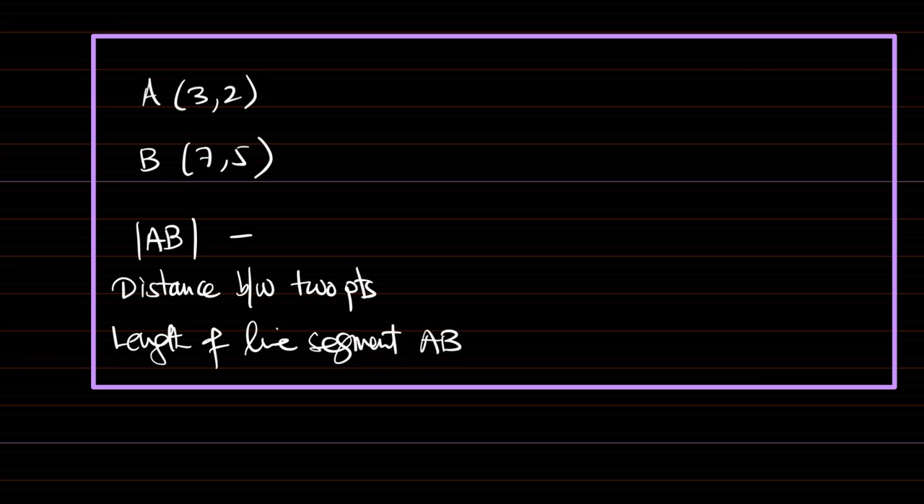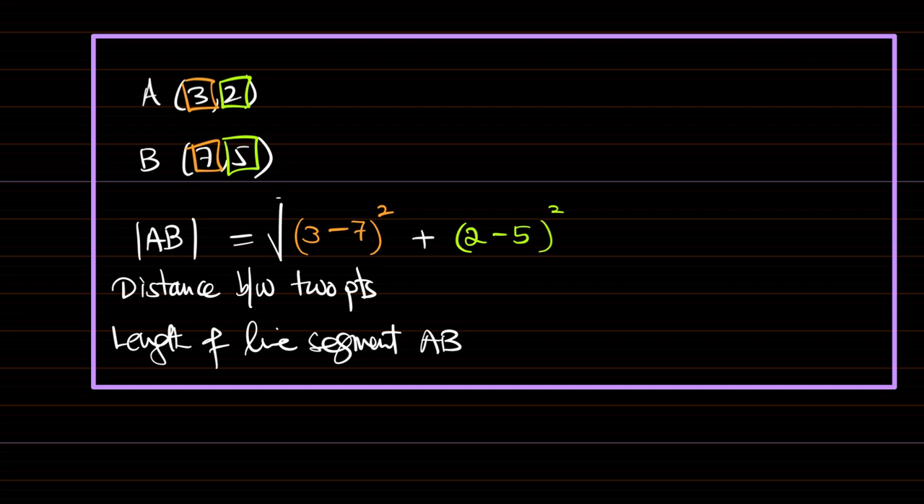So this is the difference between the x coordinates, which is 3 and 7. So 3 minus 7 whole square. It doesn't make a difference if you write 7 minus 3 whole square, because anyway it's going to be squared. And then the other one, the difference between the y coordinates, which is 2 minus 5, the whole thing square, and then put a plus sign, put a square root.